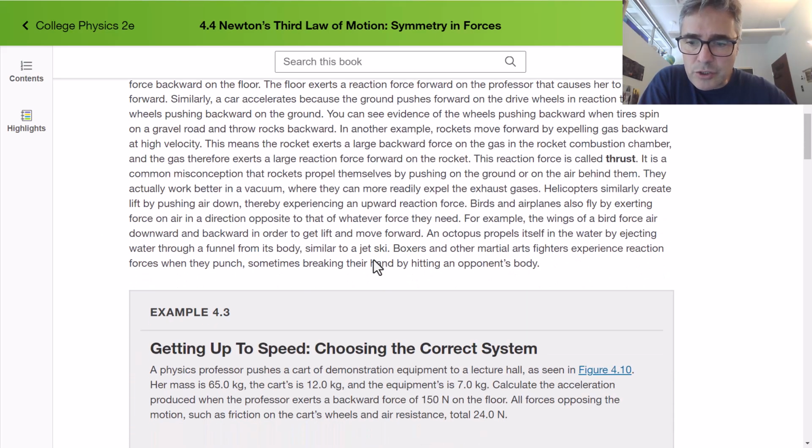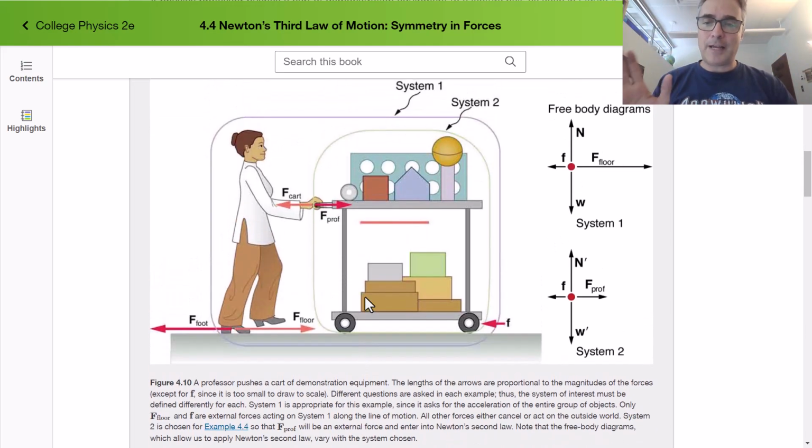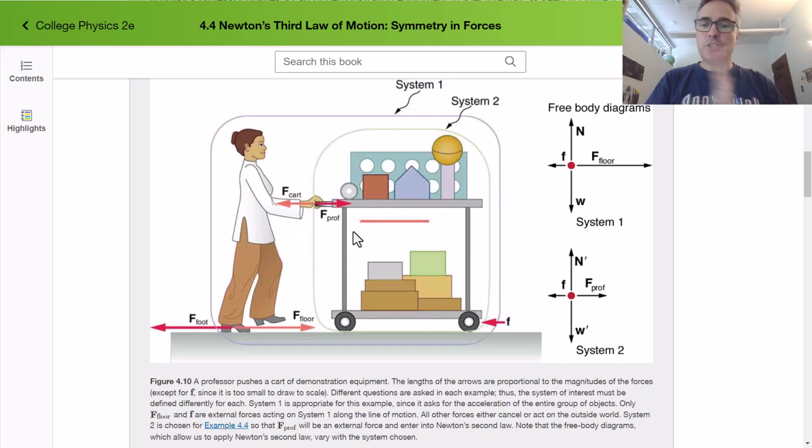So that's pretty straightforward. It gets a little complicated when you think about, here we have a professor who is pushing on a cart and accelerating the cart. And so if you think of object 1 as being the professor, object 2 as being the cart, then Newton's third law says that whatever force the professor pushes forward on the cart, there has to be an equal and opposite force on the professor pushing the professor backwards.